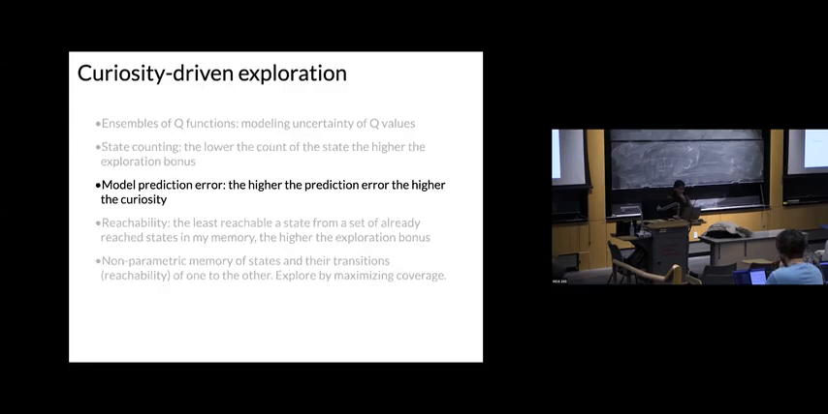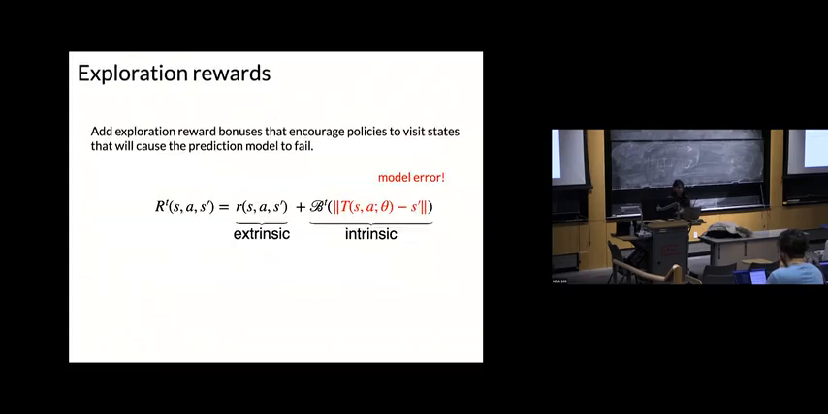So what other ways can we come up with to define those exploration bonuses? Here is one. Instead of looking at state counting, we can look at model prediction error. All right? So we're not going to be counting states. We're going to be learning a model of our environment. This is the transition function. It's a parametric model. And each time we take a transition, state, action, next state, we will fit that transition to our model and look at its error. If the error of our model is high, our policy will be rewarded.